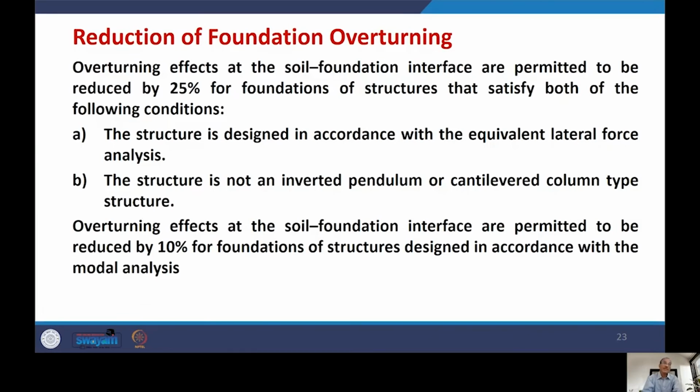The first condition is simple. The structure should be designed in accordance with the equivalent linear force analysis, when the structure is not an inverted pendulum or cantilevered column type structure. So that means both of these aspects need to be looked after. And otherwise, effects at the soil-foundation interface are permitted to be reduced by 10% for foundations of structures designed in accordance with the modal analysis. So if any structure is designed according to modal analysis, then we can use it.